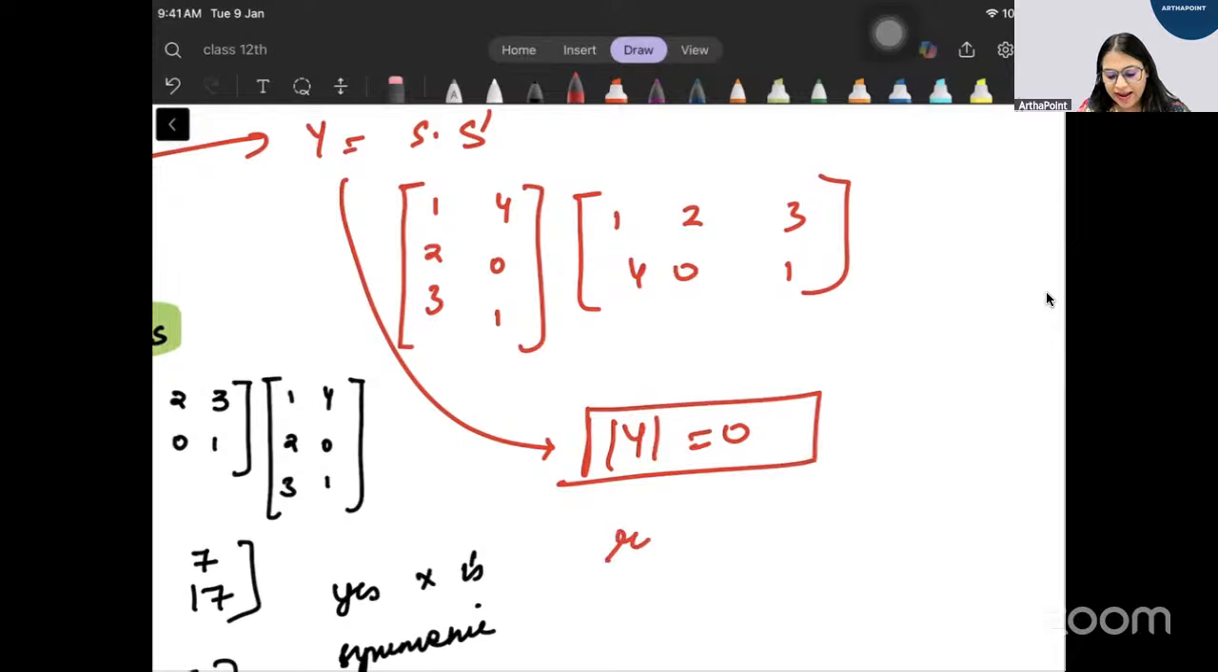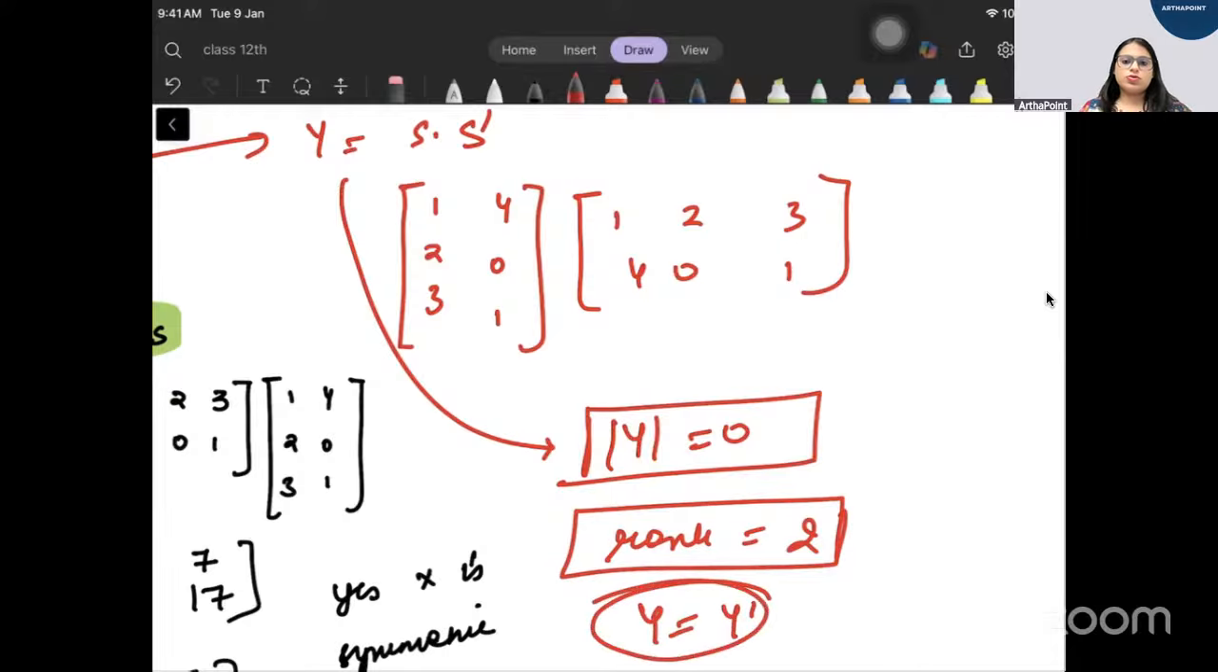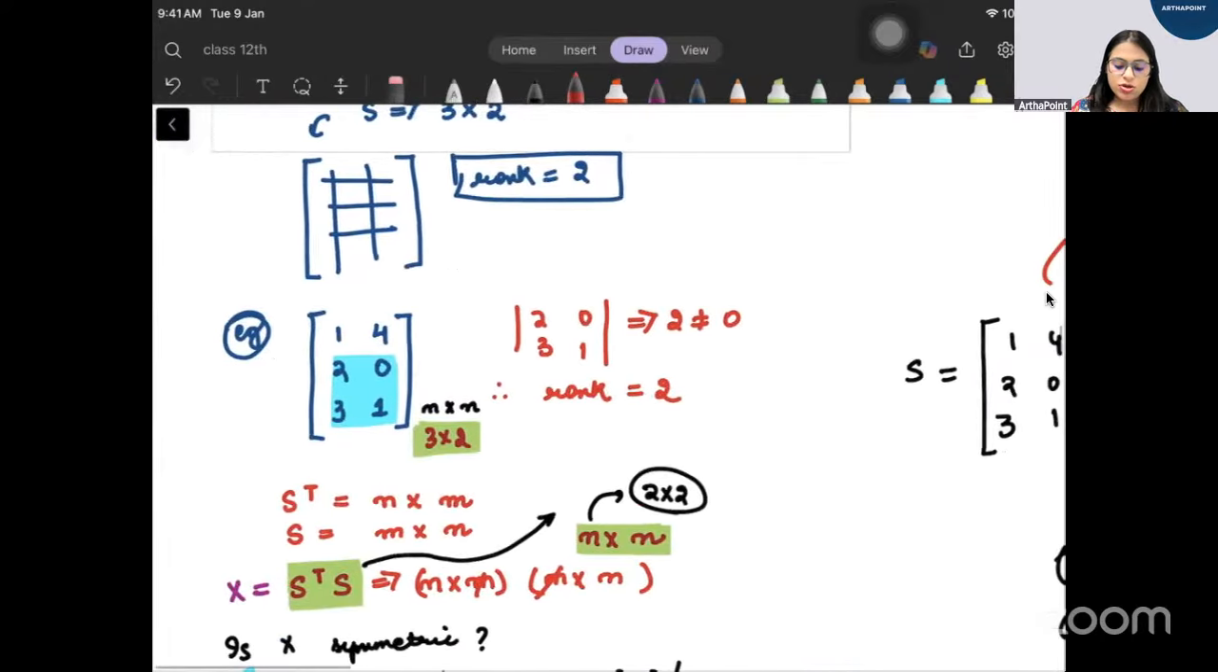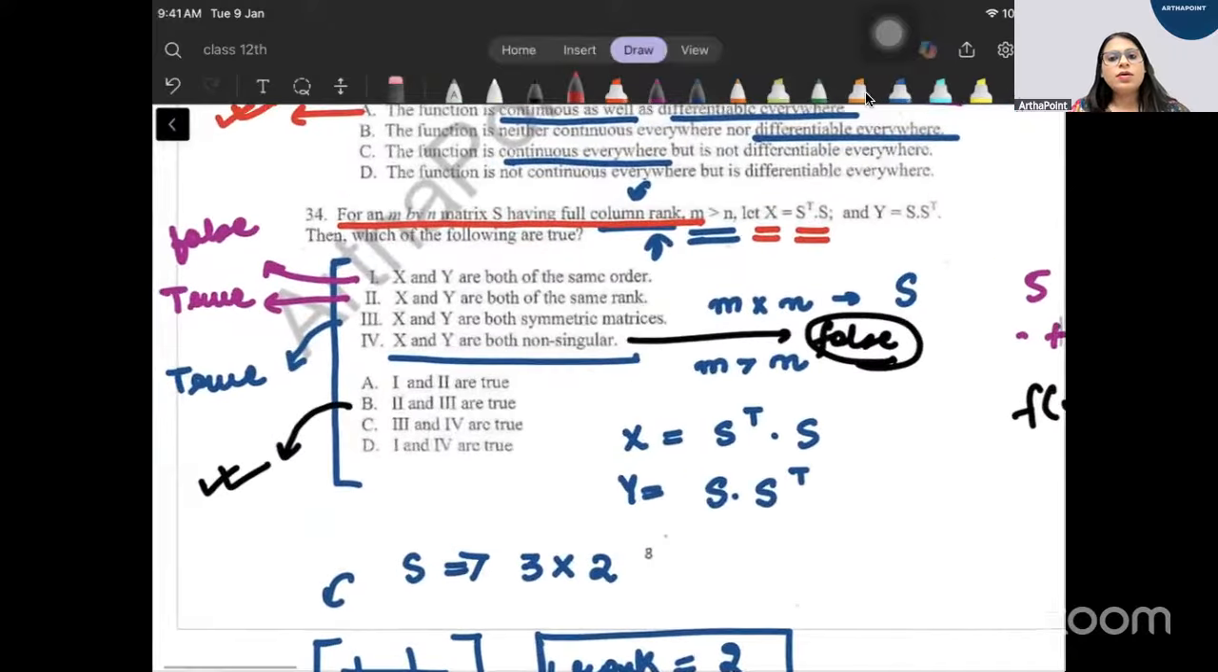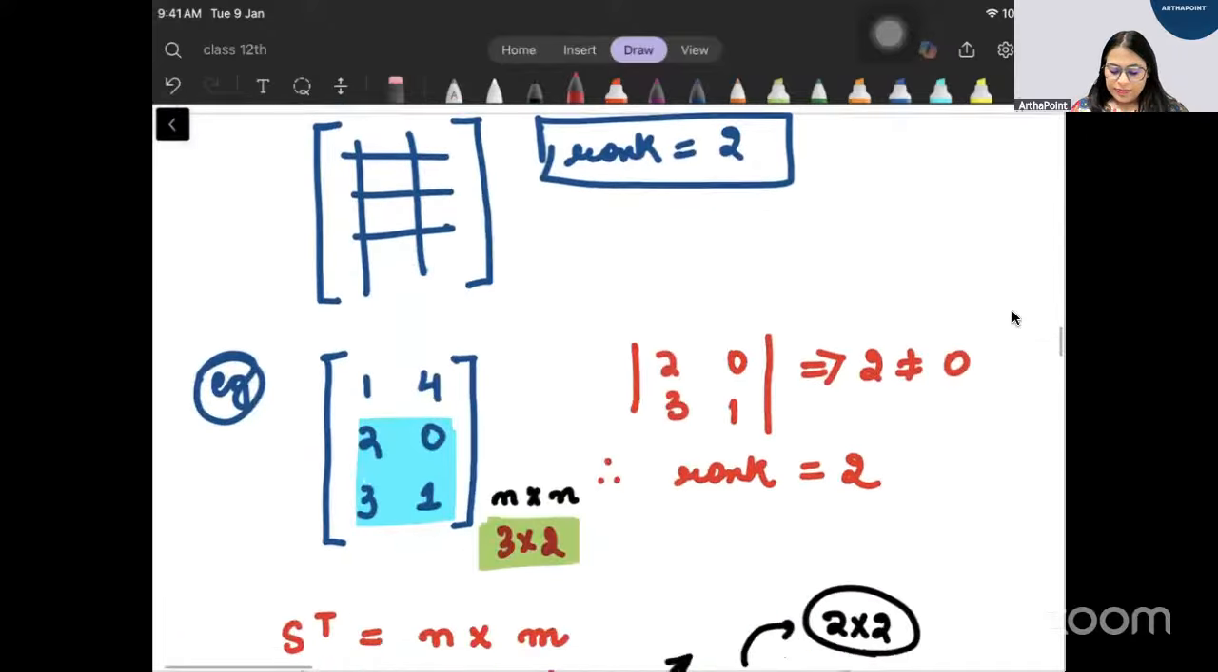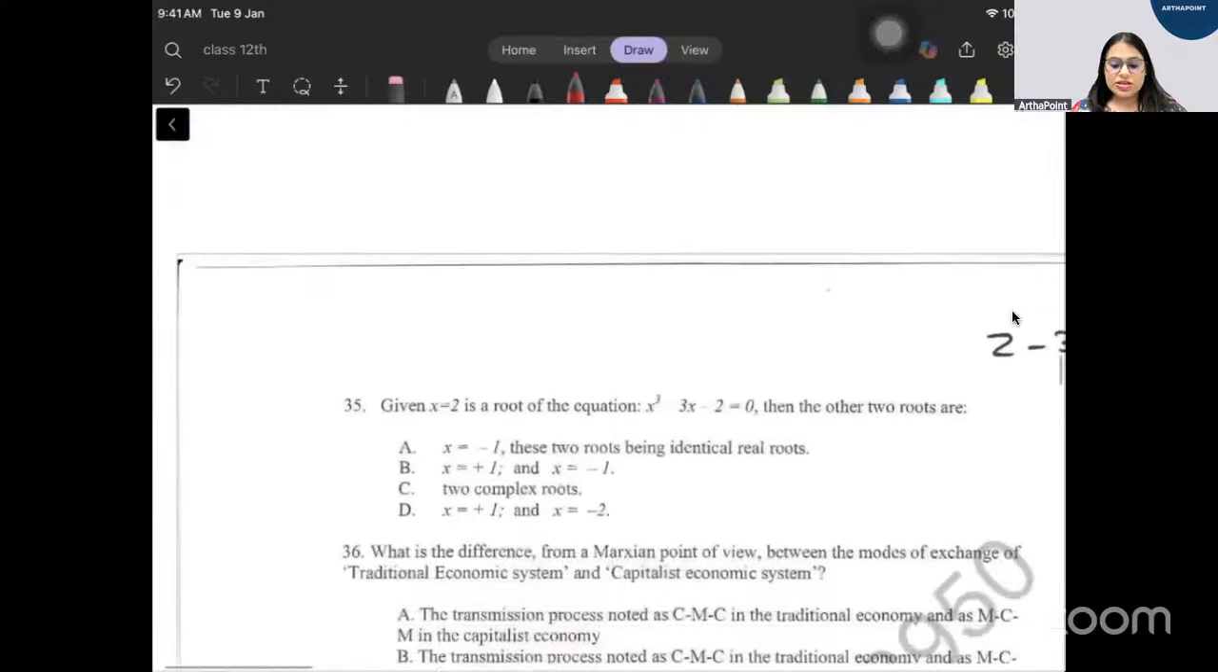When we find the rank of Y, that will also come out to be 2, and you will notice that Y will be equal to its transpose. I am leaving it to you to do it, right? So that is why we can go ahead and say that these properties hold true. Okay. Alright. So it's a good interesting question.